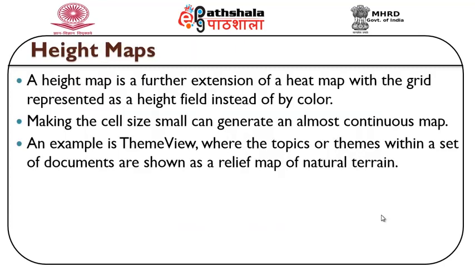The next kind of visualization are the height maps. A height map is a further extension of a heat map, with the grid represented as a height instead of by a specific color. Making the cell size small can generate an almost continuous map as such. An example of a height map is the theme view, where the topics of the themes within a set of the documents are shown as a relief map of natural terrain.